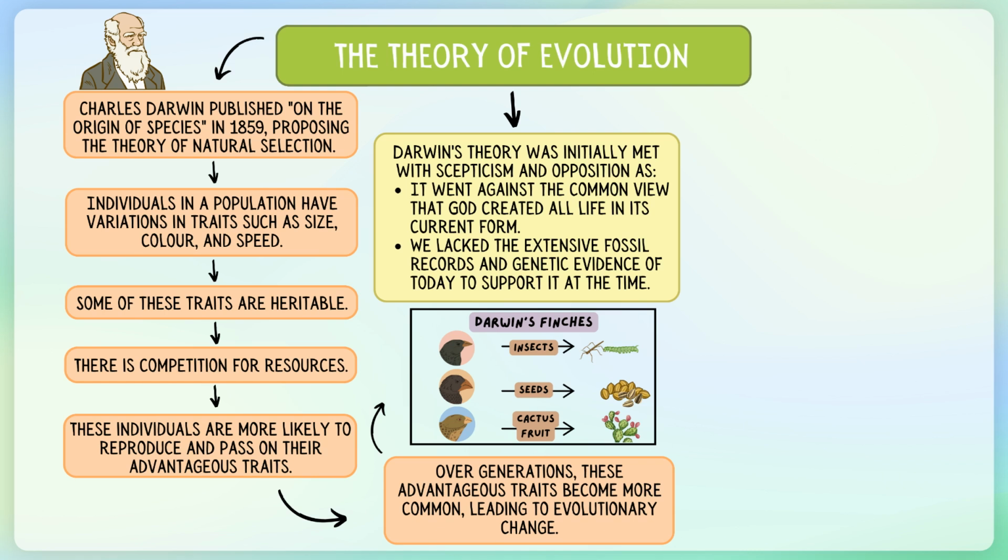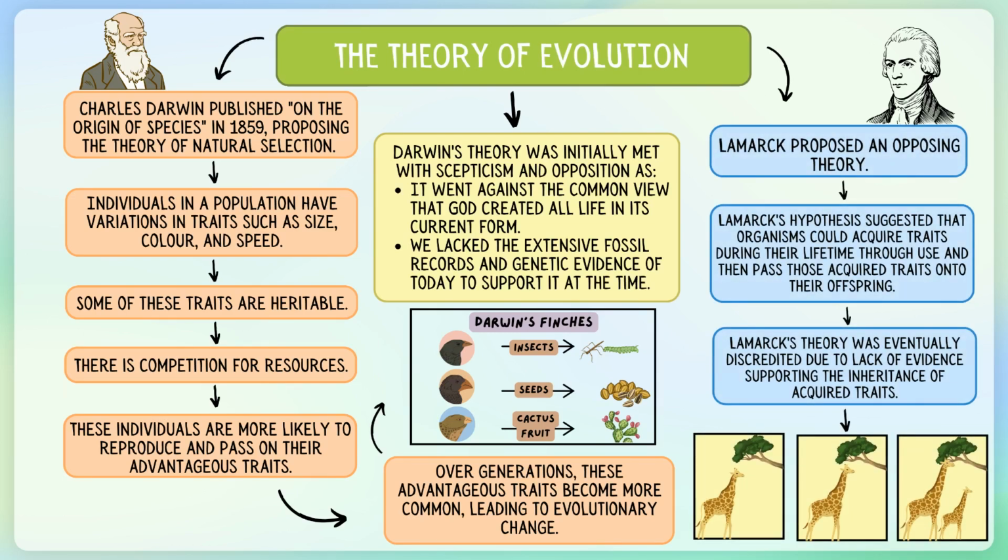Next, we explored competing hypotheses to Darwin's theory, particularly those proposed by Jean-Baptiste Lamarck. Lamarck's hypothesis suggested that organisms could acquire traits during their lifetime through use, and then pass those acquired traits onto their offspring. Lamarck's theory was eventually discredited due to lack of evidence supporting the inheritance of acquired traits. By understanding both Darwin's theory of natural selection and the competing hypotheses, we grasp how scientific theories evolve through questioning, testing, and accumulating evidence. This lesson provides a foundation for understanding the mechanisms of evolution and the historical context in which these ideas developed.